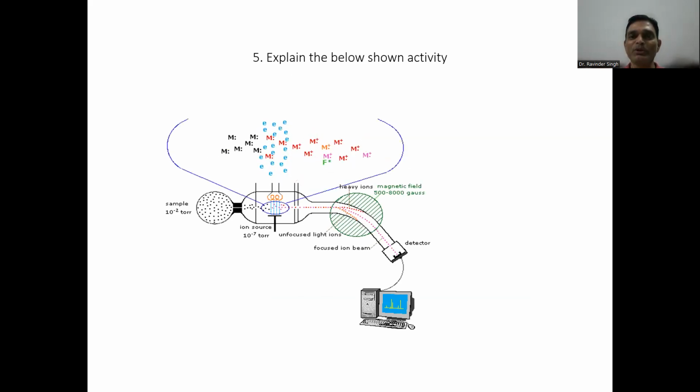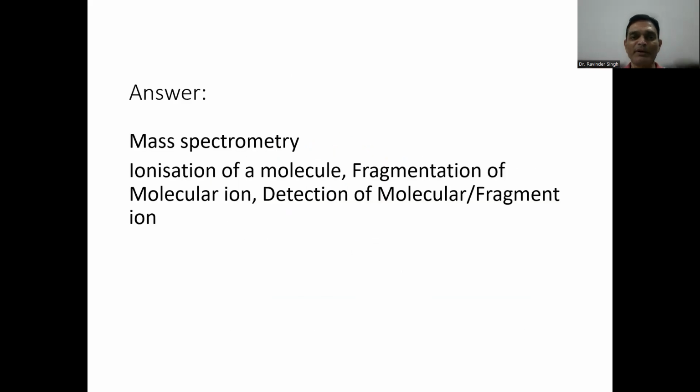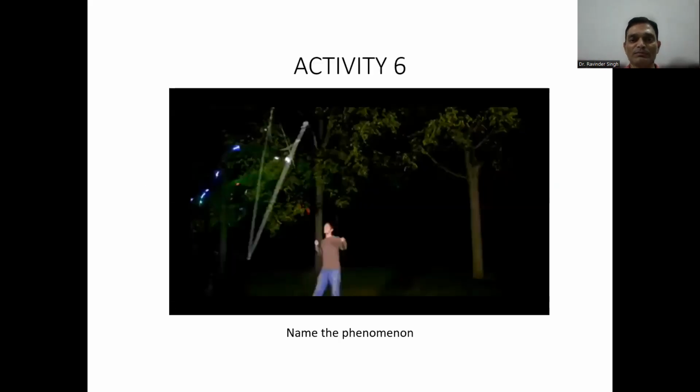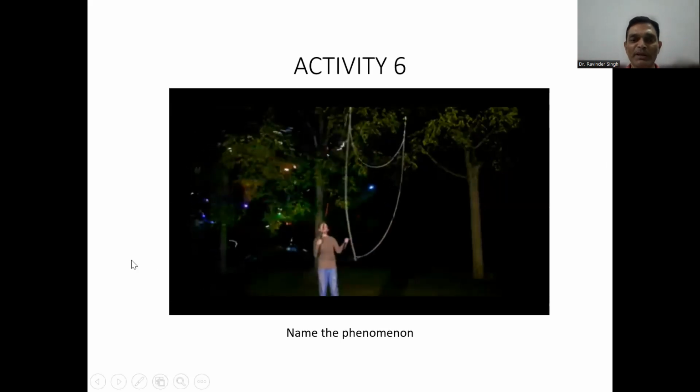Next question, explain the below shown activity. That is mass spectrometry. Because in that video, it is shown that the ionization of the gaseous molecule takes place, fragmentation of the molecular ions, detection of the molecule and the fragment ion, all shown in that video. So that is mass spectrometry. Name the phenomena.